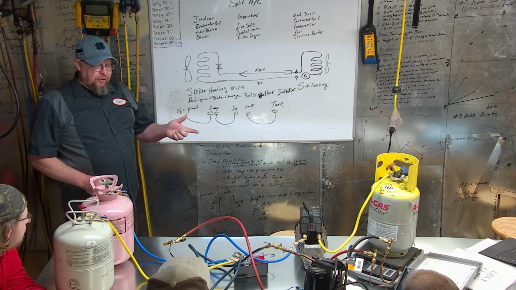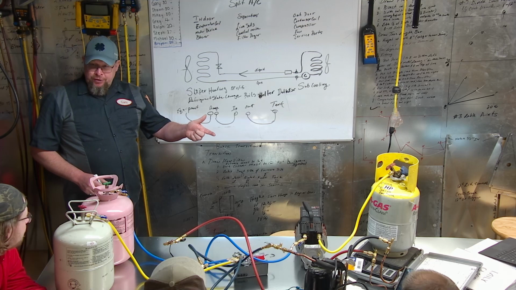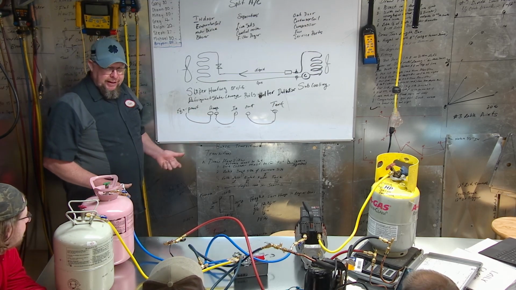Or R22. Don't mix refrigerants in tanks. If you're pulling out refrigerant and it's R22, write it on the tank. So nobody mixes it.